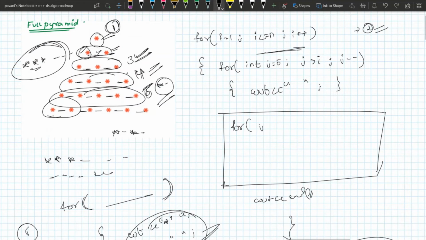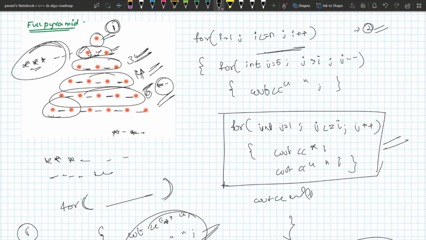For j, it runs for int j equal to 1, j less than or equal to I, j plus plus: first cout star, then cout space. That's it, so simple to understand. Once you understand this space logic, it seems so simple. But if you ignore the space, you will never get this pattern.